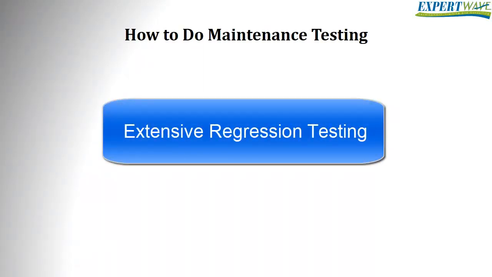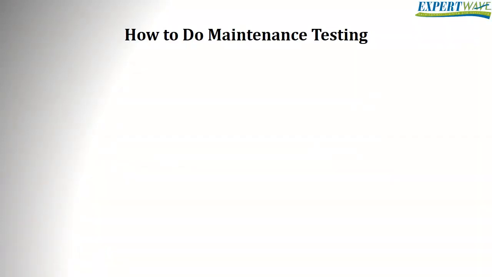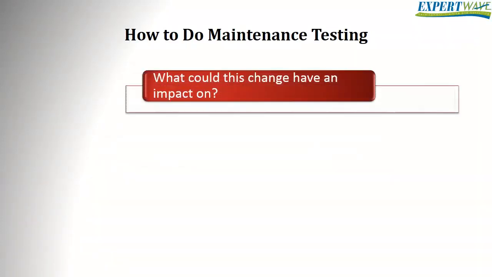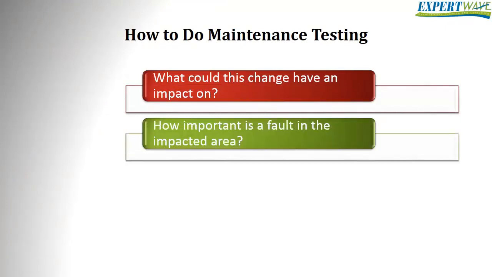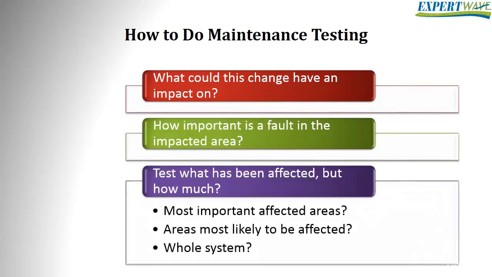So in addition to testing what has been changed, which is retesting, maintenance testing includes extensive regression testing of parts of the system that haven't been changed, but a lot of questions could arise. What could this change have an impact on? How important is a fault in an impacted area? Should we test what has been affected? If yes, how much? What are the most important affected areas? Or areas most likely to be affected? Or the whole system? The answer is, it depends.